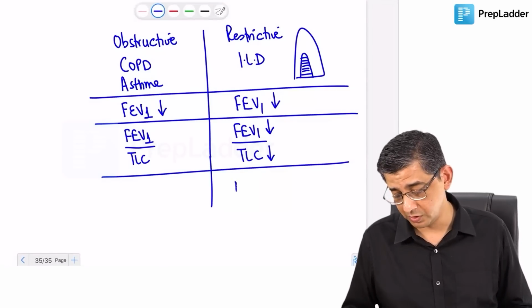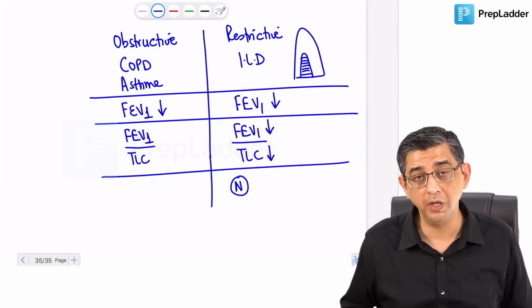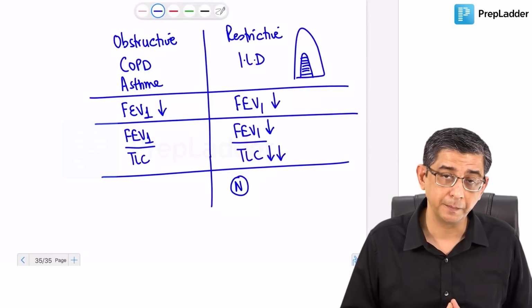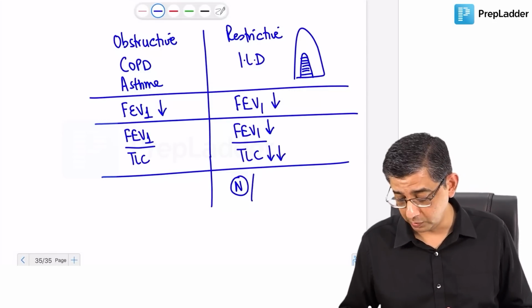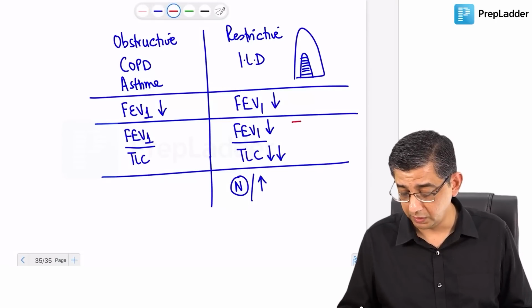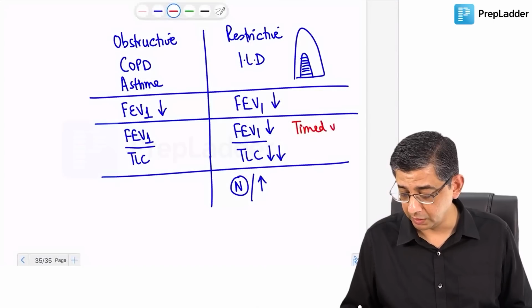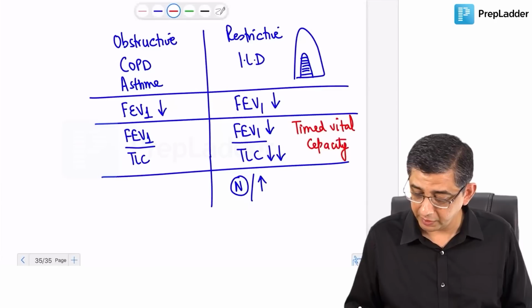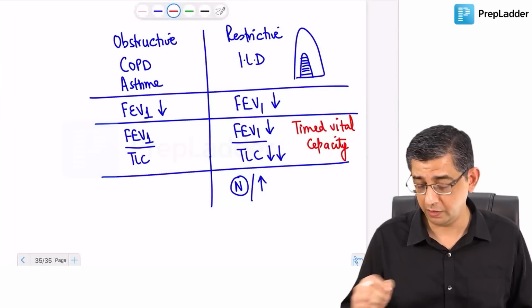So there's a possibility that this ratio may be normal, or if there's going to be disproportionate reduction of TLC, then the value mathematically can increase also. Well guys, I am teaching you at the moment a term by the name of timed vital capacity. Timed vital capacity can be normal or significantly increased in a patient of restrictive airway disorder.